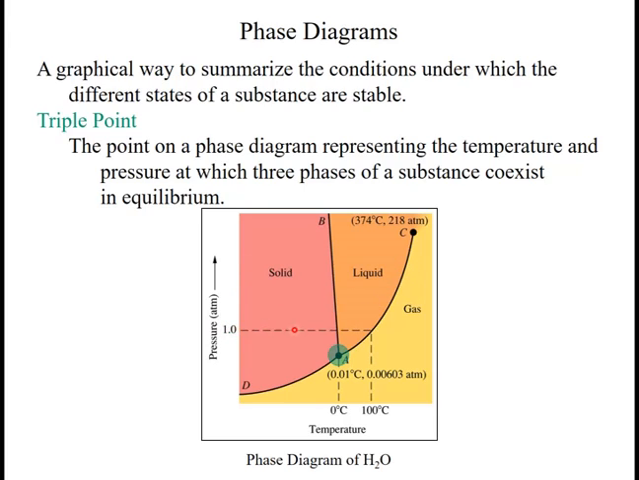Okay, so this is for water, and so at 1 atmosphere we see that the boiling point is at 0 degrees Celsius. I'm sorry, the melting point is at 0 degrees Celsius. The boiling point is at 100 degrees Celsius.